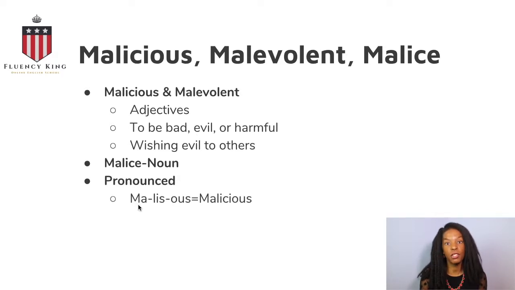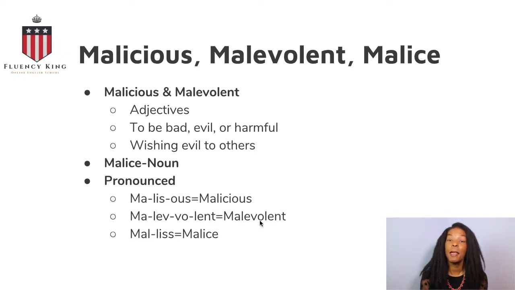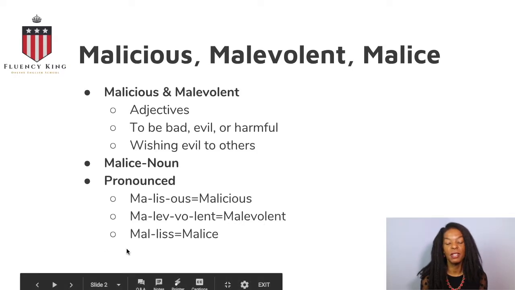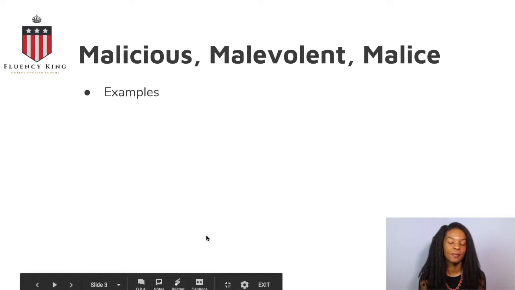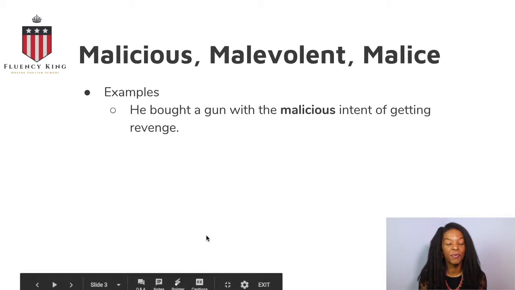So it's pronounced with 3 syllables, malicious. Repeat, malicious. Malevolent has 4 syllables, malevolent. Repeat, malevolent. And malice, 2 syllables, malice. Repeat, malice. Okay, great. So some examples.